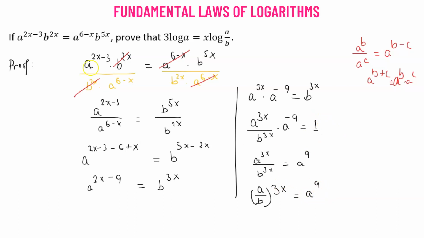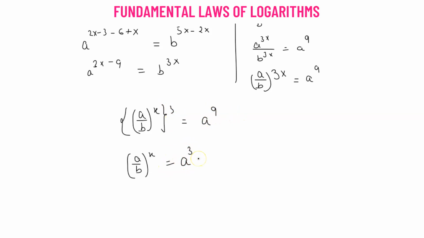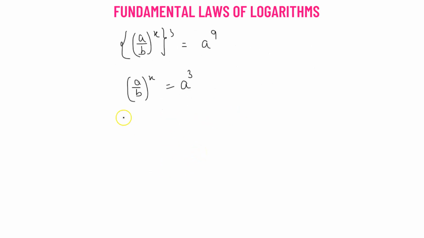So we have reduced our given exponent equation into a simplified form, a over b whole raised to the power x, whole raised to the power of 3. So that's equal to a raised to the power of 9. What we'll do, we'll take the cube root on both sides. That means taking the cube root on both sides. Let's get rid of the 3 here, and cube root of a raised to the power of 9 will be a cubed. Now let's take the logarithm on both sides.